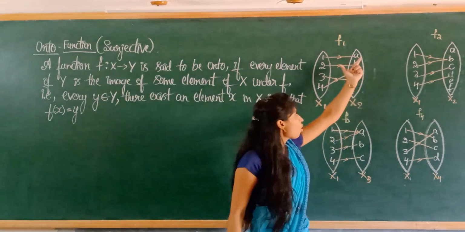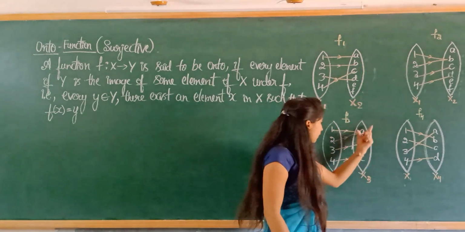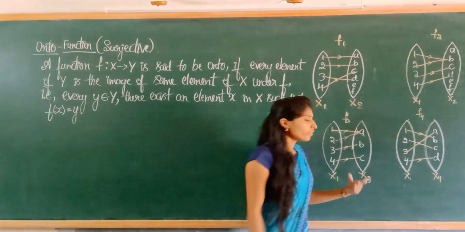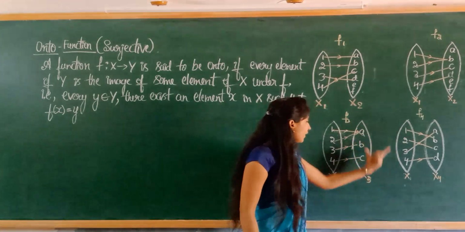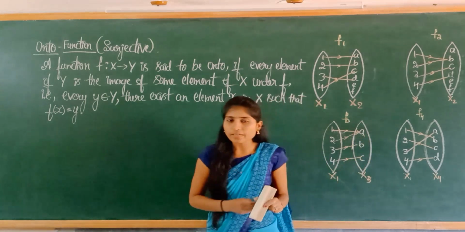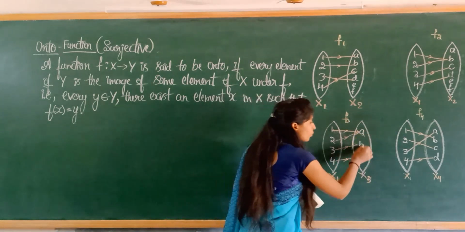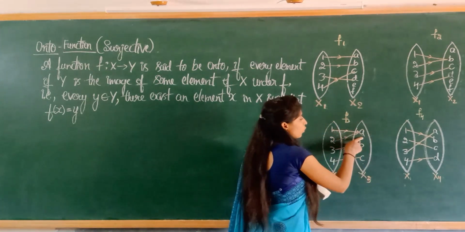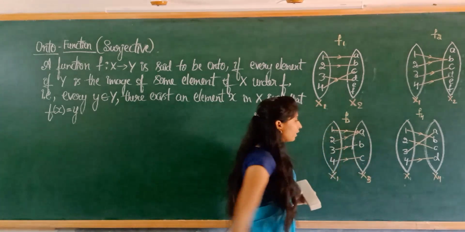See here, suppose you take all the elements of x3, and each has some pre-image in x1. No element should be left in x3. So all the elements have at least one pre-image in x1. For that we call it onto, and no element should be left in the codomain. Each element of the codomain should have at least one pre-image in the domain. This is our onto function.